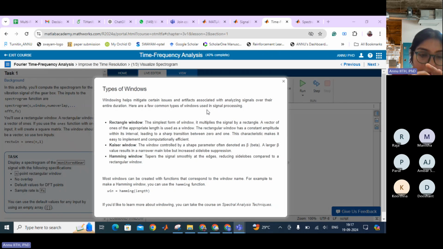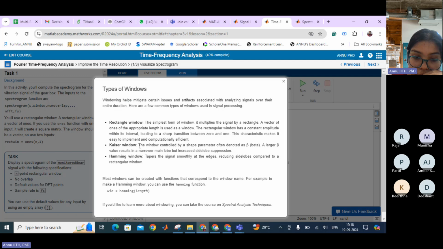There are certain types of windows. Windowing helps mitigate certain issues and artifacts associated with analyzing signals over their entire duration. A few common types of windows in use in signal processing are the rectangular window, Kaiser window, and the Hamming window. The rectangular window is the simplest form of window; it multiplies a signal by a simple rectangle. A vector of ones of the appropriate length is used as the window. A rectangular window has a constant amplitude within its interval, leading to a sharp transition between 0 and 1. This characteristic makes it easy to implement and computationally efficient.